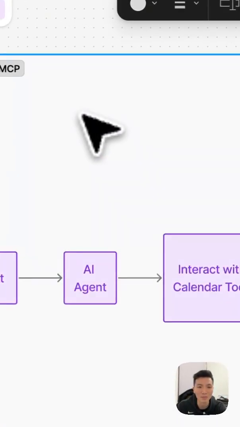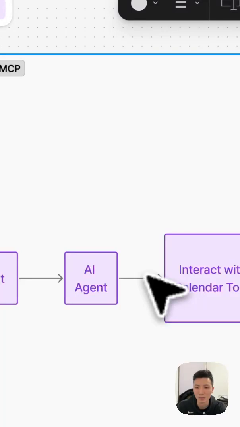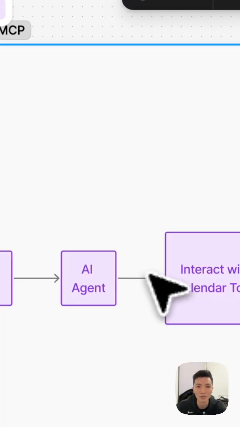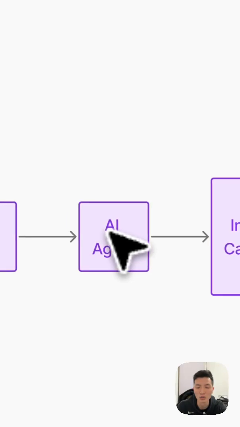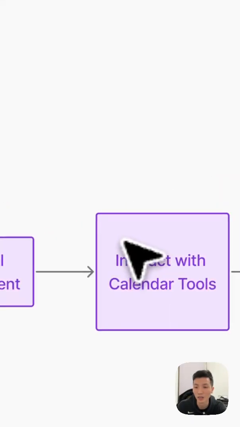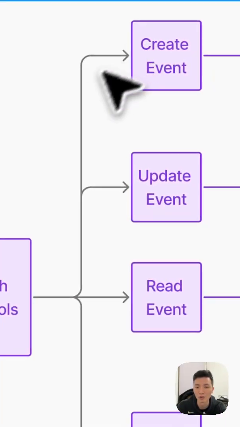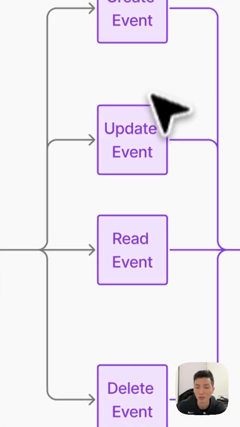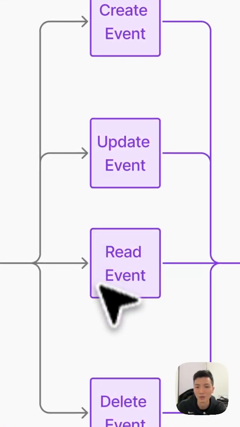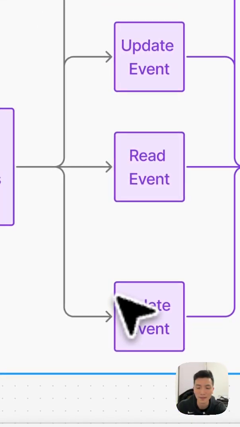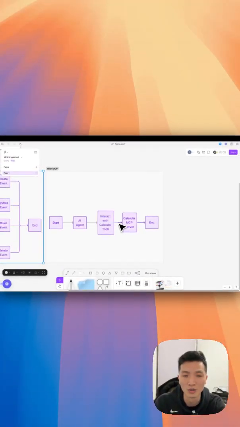Before we had MCP, for example, if you're using n8n or another workflow to automate something, the AI agent will interact with the calendar tool and then have to call different things like create event, update event, read event, or delete event individually. Now with MCP, you can call one MCP server and it will handle all of that within that server. And that's where the MCP server comes from.